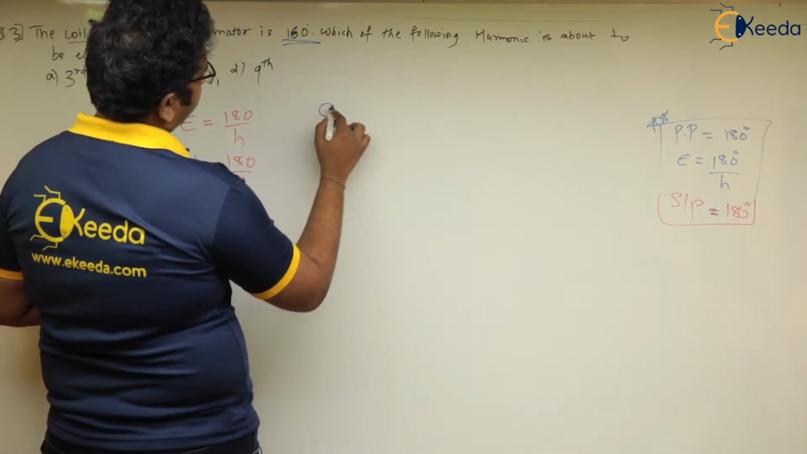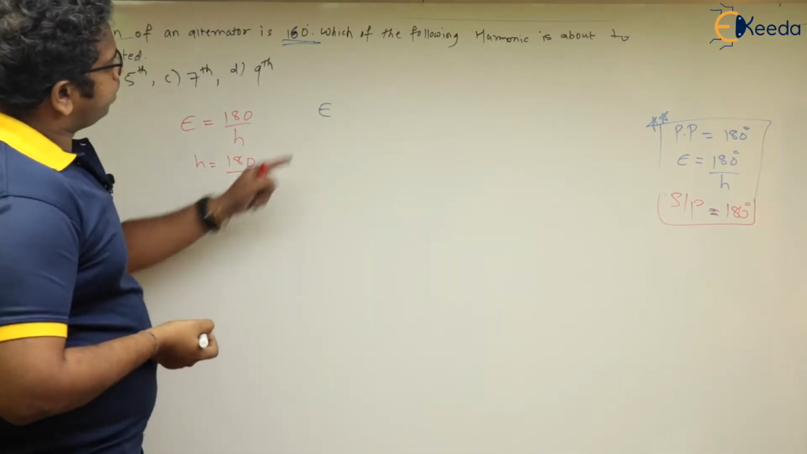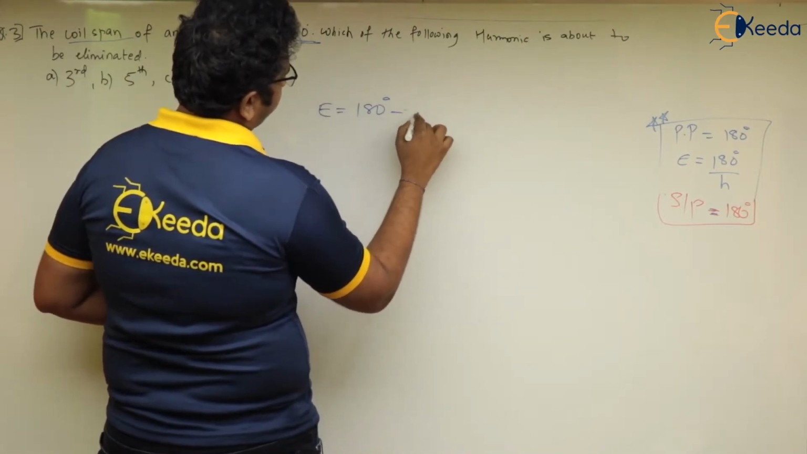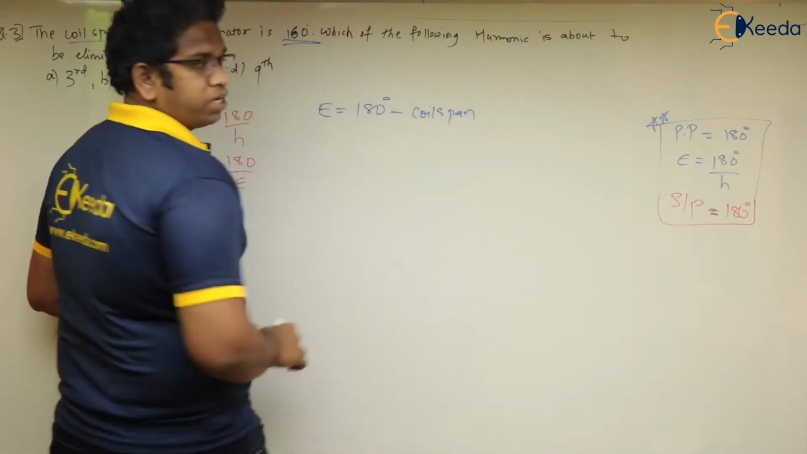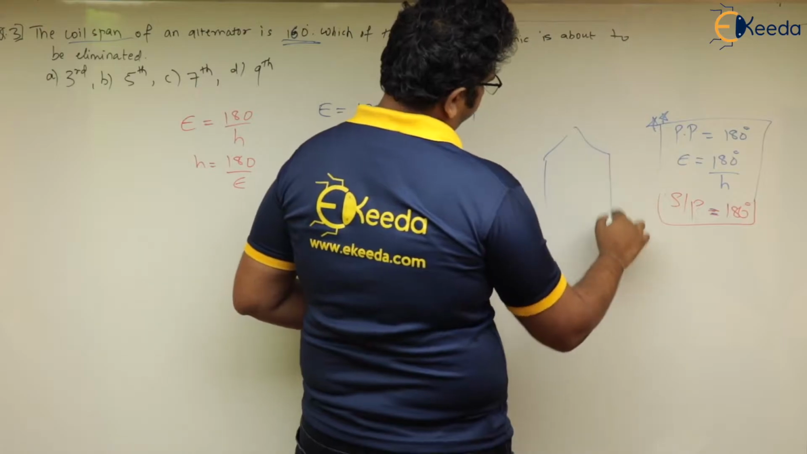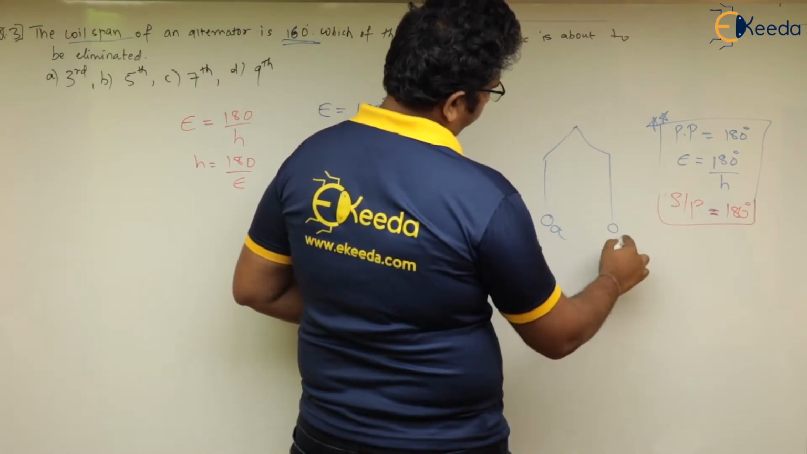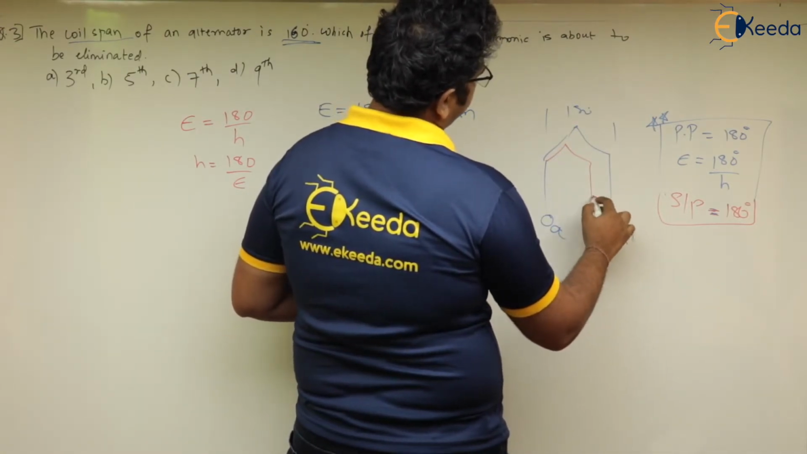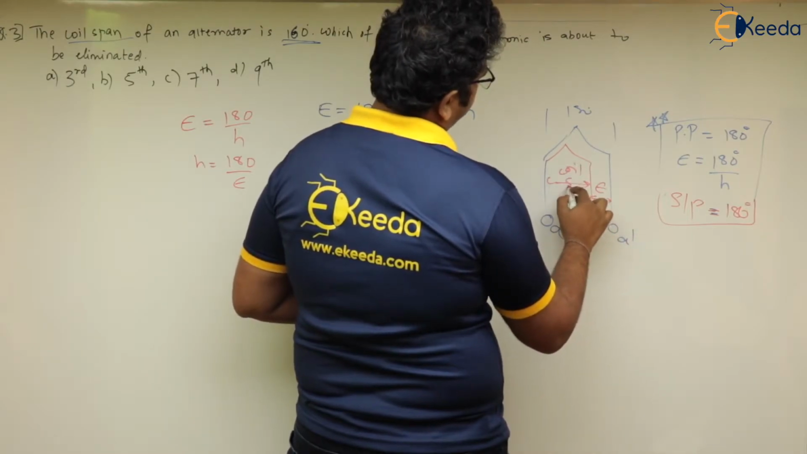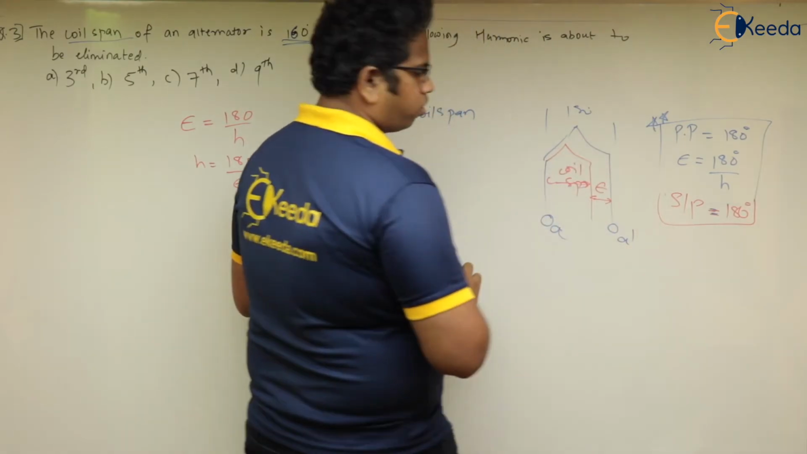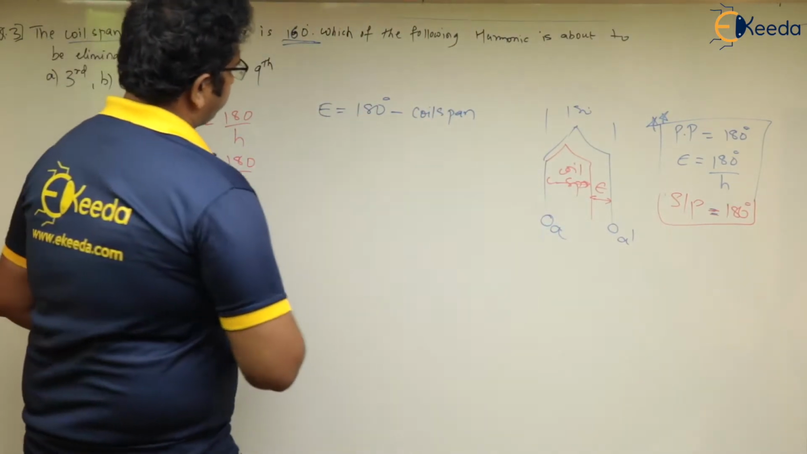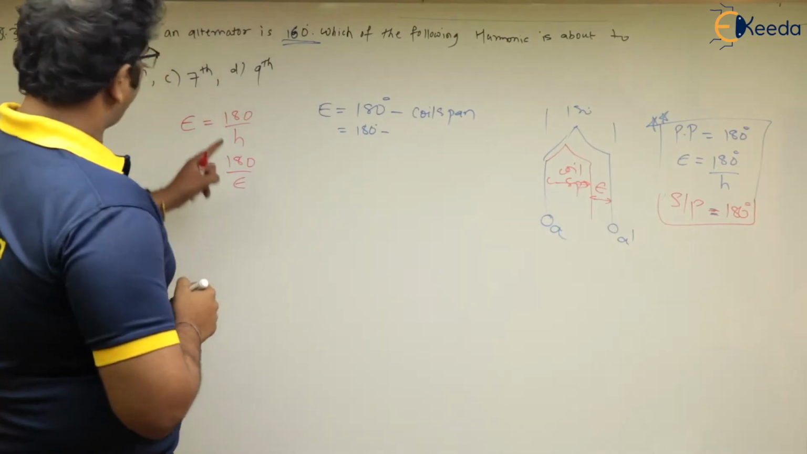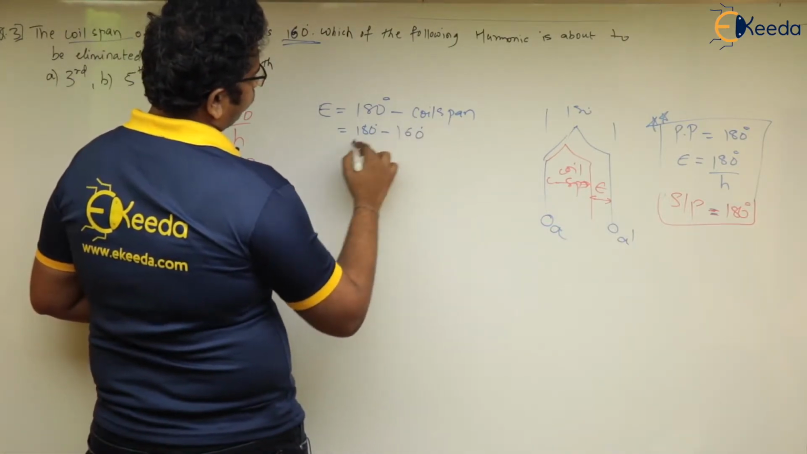What is epsilon? We know that epsilon is the short pitching angle or chording angle. So epsilon is going to be 180 degrees minus coil span. Already we have discussed, the total is going to be 180 electrical degrees. If I short pitch it this way, then this is the short pitching angle and this is the coil span. So coil span will be 180 minus epsilon. So epsilon is 180 degrees minus coil span, which is 160 degrees. So epsilon you get as 20 degrees.